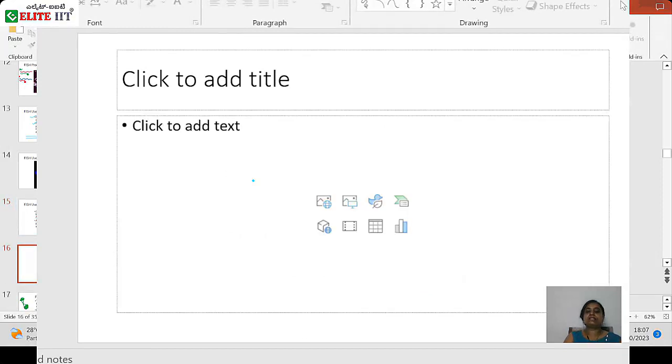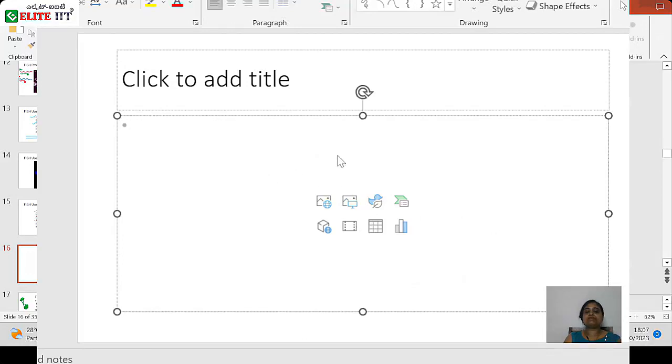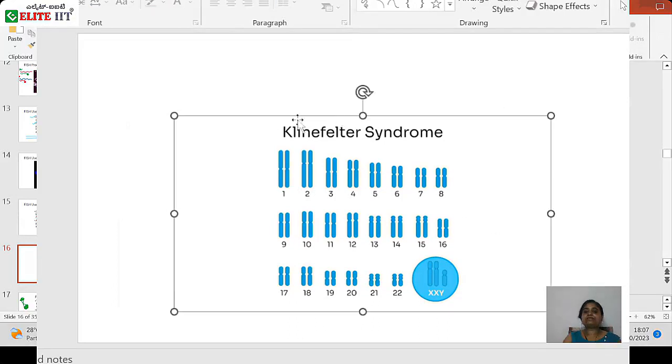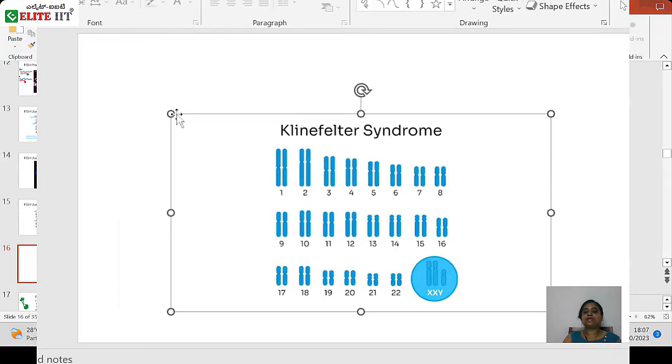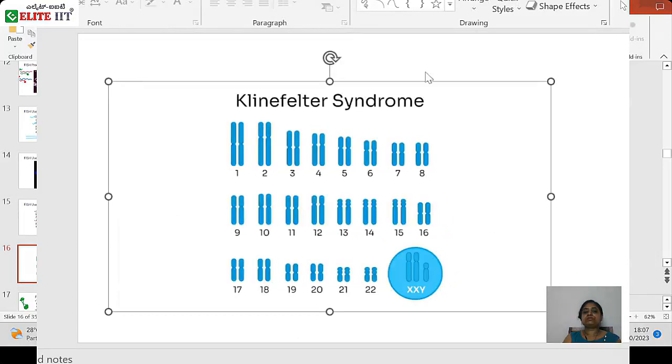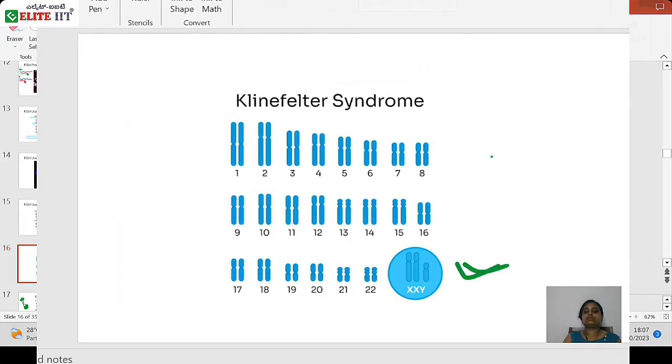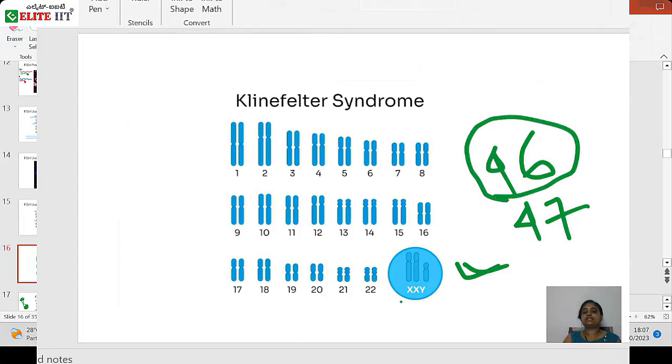So you can see above 46 chromosomes. It should be XY, but it is showing XXY. So that means there is a chromosomal number abnormality here. It should be 46, but in this case how many chromosomes are there? 47. 46 is the normal one, right? But in this case, instead of XY, it is XXY.